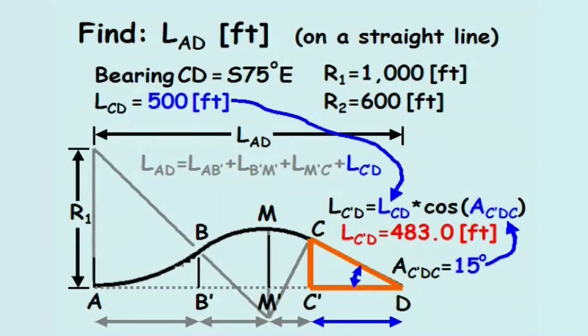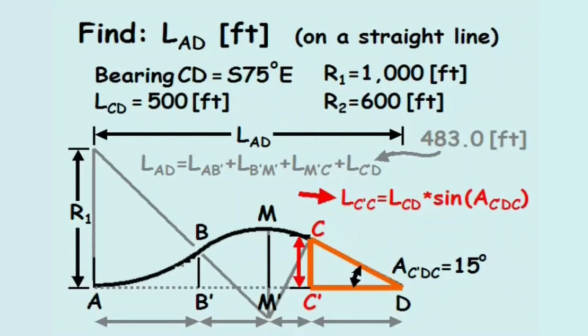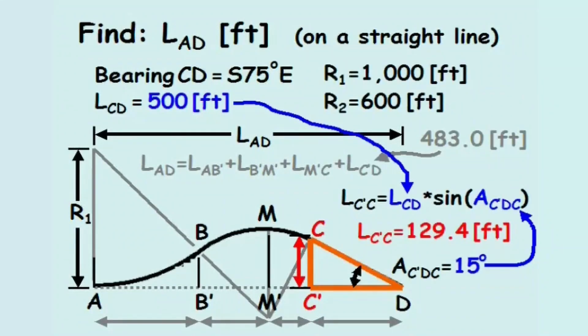At this point, it would be helpful to solve for the length of segment C prime C, which equals the length of segment CD times the sine of angle C prime DC. After plugging in the length and angle, the length of segment C prime C equals 129.4 feet. Next, we'll determine the length of segment M prime C prime, which is the third term in the summation.